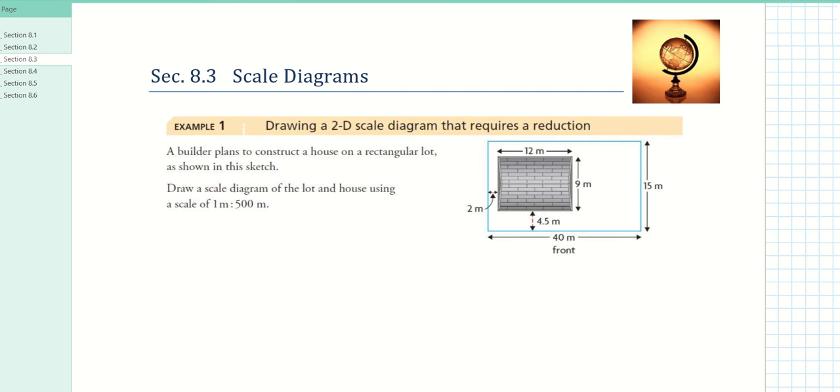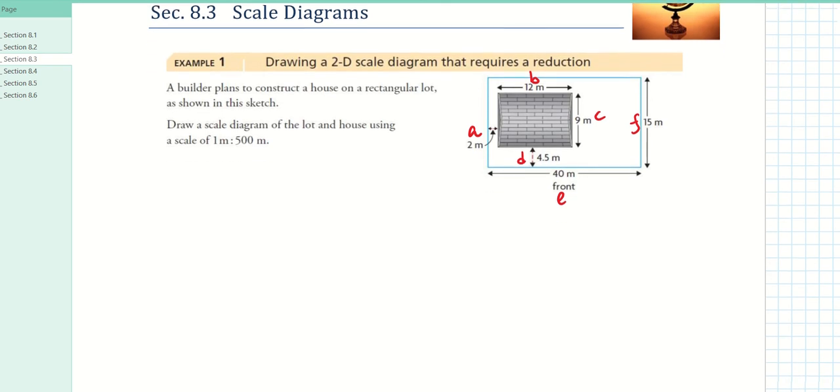So let's label each of these dimensions with letters, so we can just use letters to reference. So this distance, let's call this distance A, 2 meters. Let's call this distance B, distance C, call this D, E, and distance F. So now we can reference back to our diagram. Now, how do you use this scale? It's 1 meter to 500 meters.